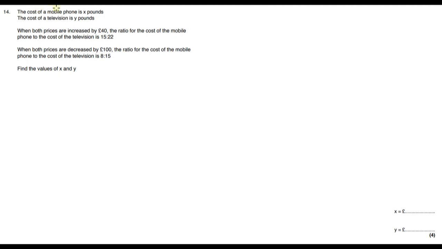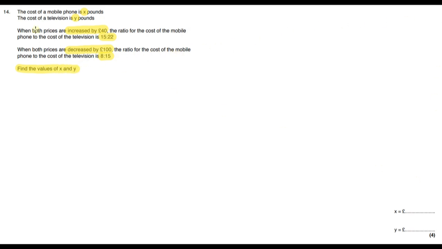Question 14. The cost of a mobile phone is X pounds and the cost of a television is Y pounds. When both prices are increased by £40, the ratio for the cost of the mobile phone to the cost of the television is 15 to 22. When both prices are decreased by £100, the ratio for the cost of the mobile phone to the cost of the television is 8 to 15. Find the values of X and Y.